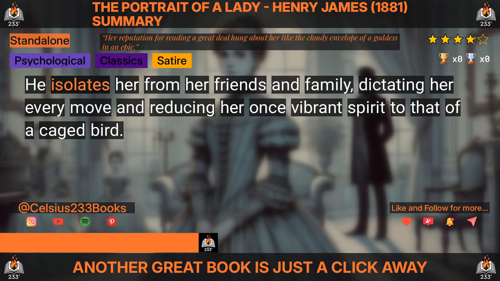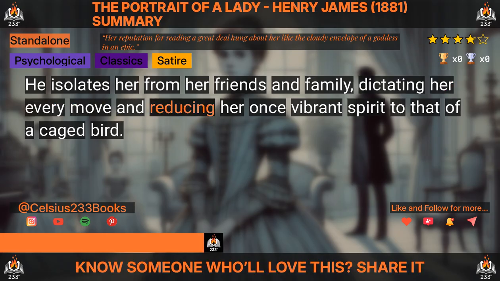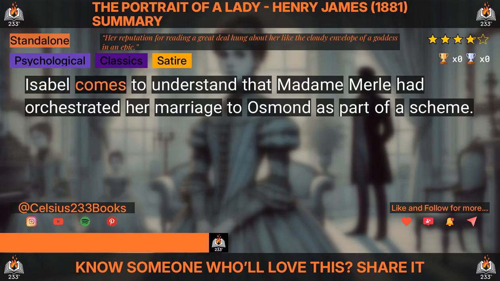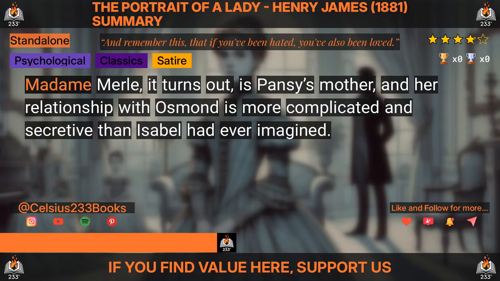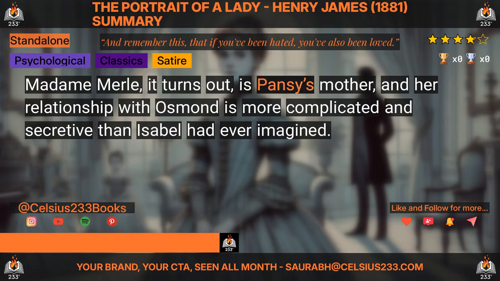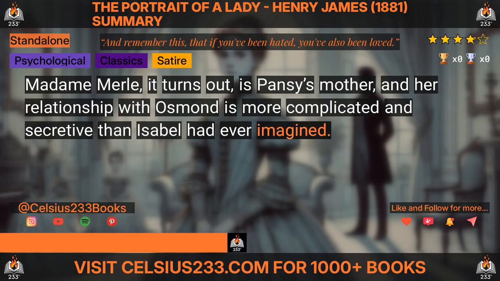He isolates her from her friends and family, dictating her every move and reducing her once vibrant spirit to that of a caged bird. Isabel comes to understand that Madame Merle had orchestrated her marriage to Osmond as part of a scheme. Madame Merle, it turns out, is Pansy's mother, and her relationship with Osmond is more complicated and secretive than Isabel had ever imagined.